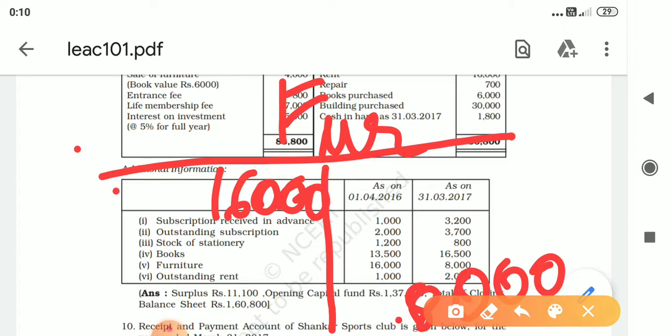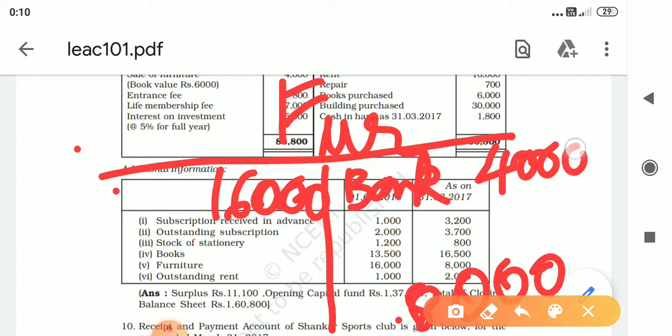Now you have an asset whose book value is 6,000 sold for 4,000. So what we have to write? Sales. We will write here bank, or you can write cash. Sold for 4,000. You have to show 4,000. Then depreciation is not mentioned in this question, isn't it? We have to write loss. Loss on sale of asset. This is similar to your asset account, which you have studied last year in the depreciation chapter. Loss on sale of asset 2,000.